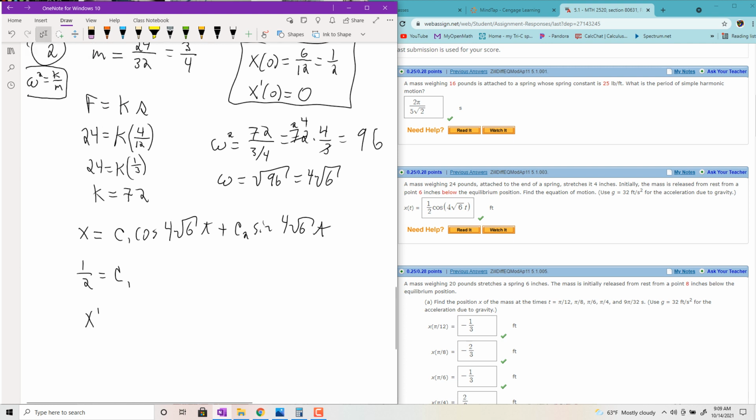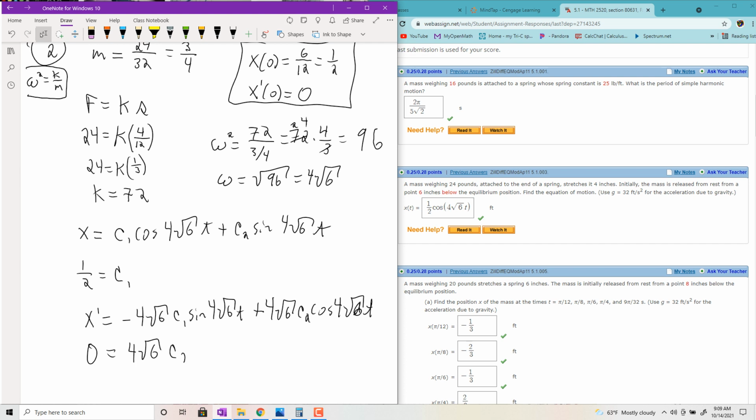Then I'm going to get the derivative and plug in the second initial condition. So x prime is going to be negative 4 root 6 C1 sine of 4 root 6t, plus 4 root 6 C2 cosine of 4 root 6t. Plug in that other initial condition, 0, 0, so 0 equals, the first term will just be 0 because sine of 0 is 0. The second term will be 4 root 6 C2 times 1. Solving for C2, you see that's 0.